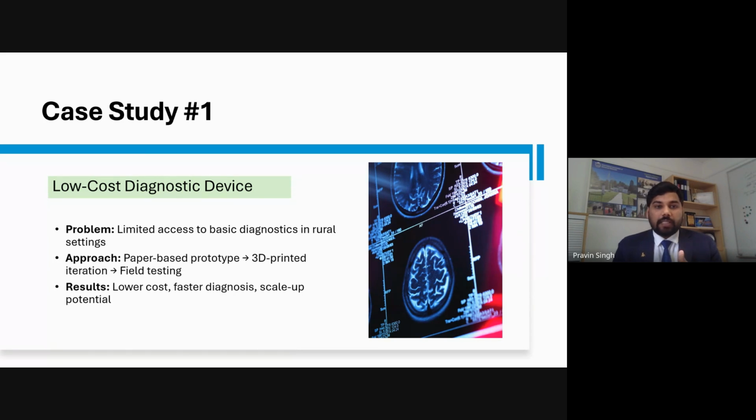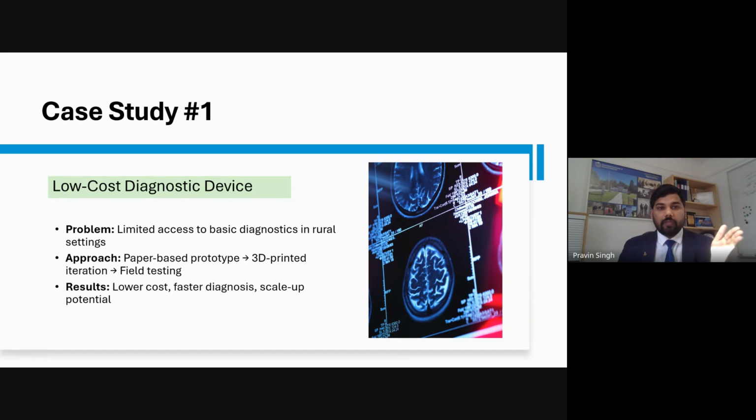Then we go for the 3D printing iteration that is tested for durability and usability. And then we go for the field testing, and this is deployed in clinics for real-world evaluation. And then we go for the outcome. If we see what the outcomes of this low cost diagnostic device are.